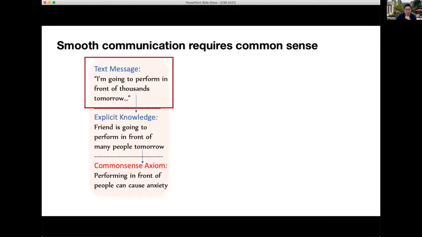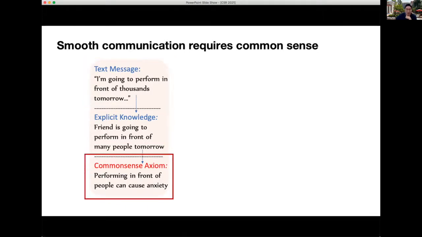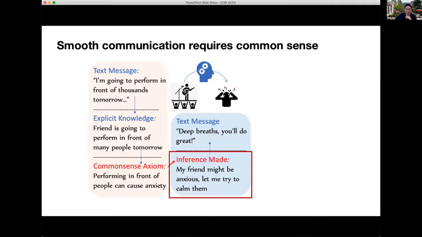So think about if you are receiving a message from your friend who tells you that your friend is going to perform in front of thousands tomorrow, maybe in a piano competition. The explicit knowledge behind this text message is that your friend is going to perform in front of many people tomorrow, and a relevant inference rule you might think of is that performing in front of people can cause anxiety, right? Because of the anxiety, you would infer that you should try to calm your friend before the competition. So you text back with a sentence like, deep breath, you will do great, right?